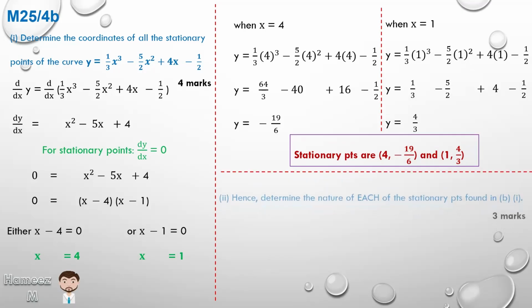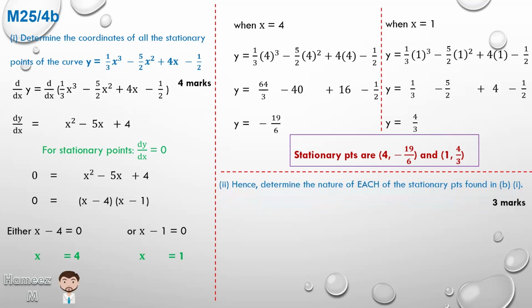Let's go on to part 2, where it says, hence, determine the nature of each of the stationary points in B part 1. Hence means we're going to look at B part 1 and extract information from there in order to work out part 2. To find the nature of the stationary points, we need to differentiate a second time.